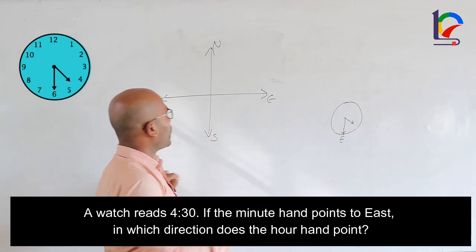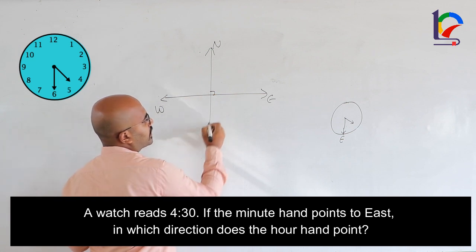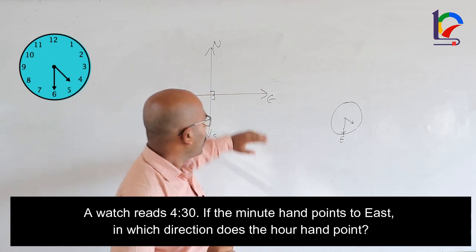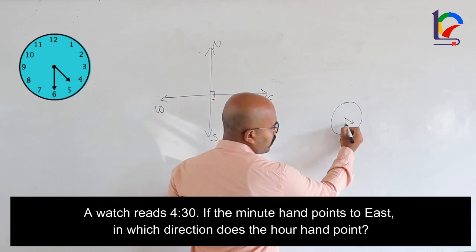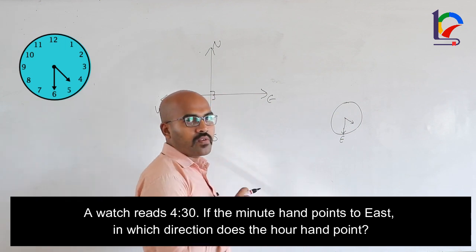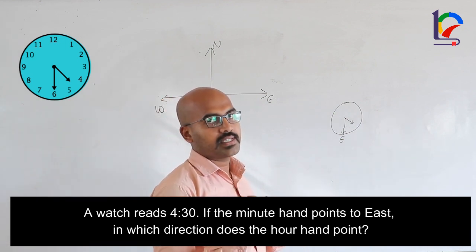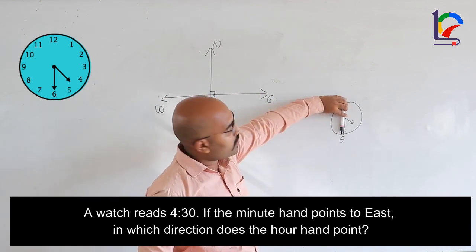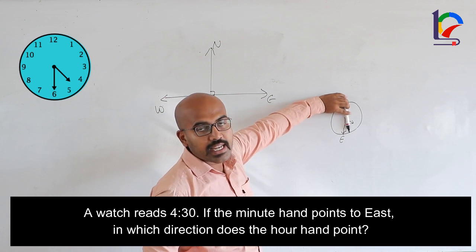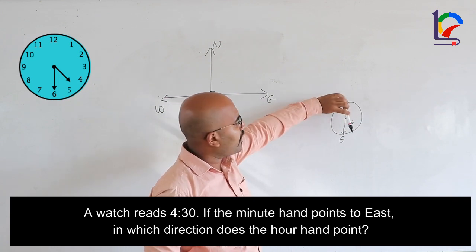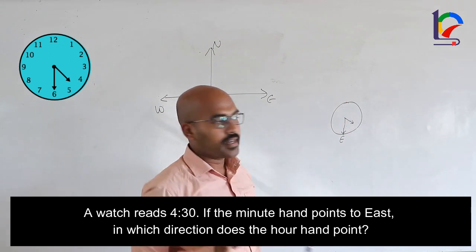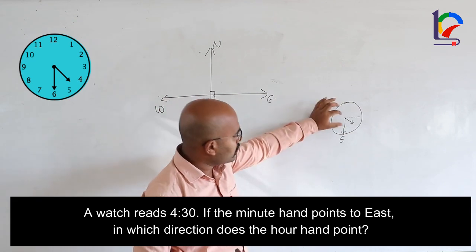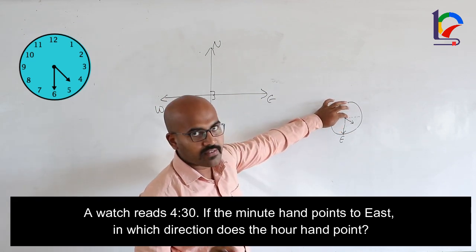If I see that, the angle between north and east is 90 degrees. Similarly, the angle between east and south is also 90 degrees. When I move from the minute hand to the hour hand, am I moving in a clockwise or anti-clockwise direction? This is the anti-clockwise direction. Have I moved 45 degrees or 90 degrees? This will be 90 degrees. The angle between the minute hand and this dotted line will be 90 degrees.